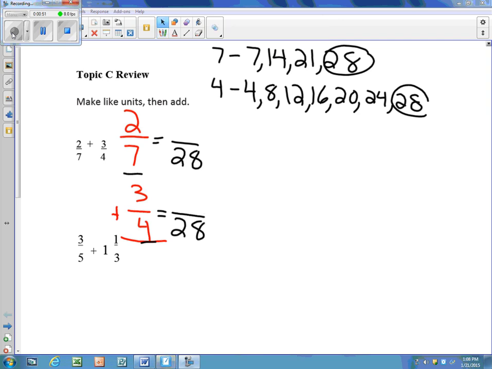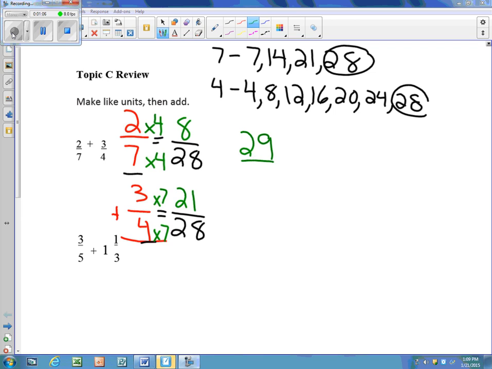And then I'm going to notice that when I do this, 7 times 4 was 28. So I need to do 2 times 4, which is 8. And then 4 times 7 is 28. So 3 times 7 is 21. And when I add those two together, I get 29/28.